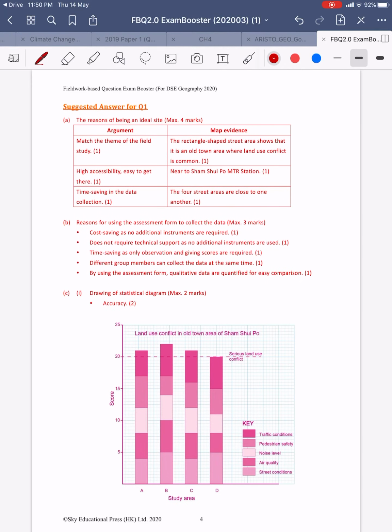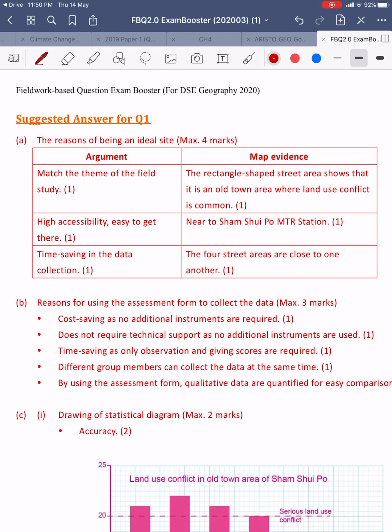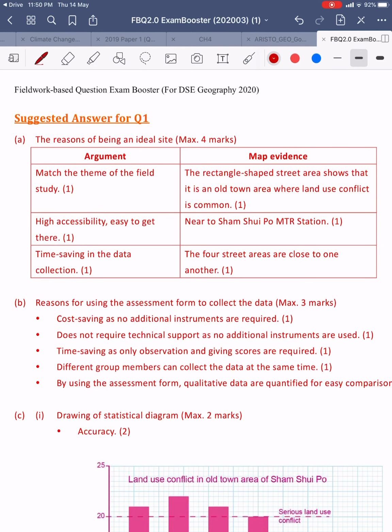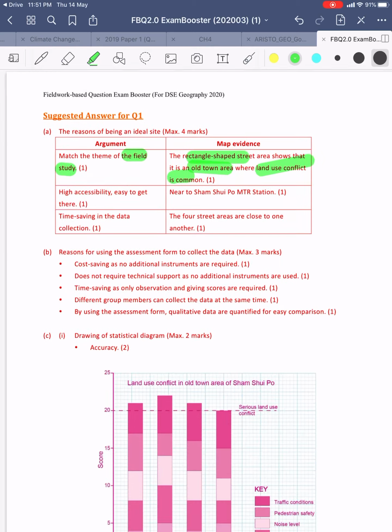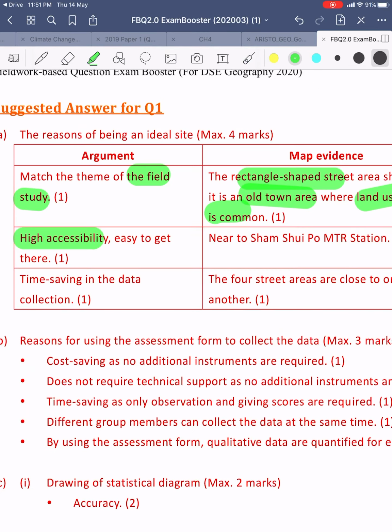If you don't believe Mr. Leung, then you have to quote the figure. This is very important. The rectangular shape means it's an old town area where land use conflict is common. So, as I've said, we have to match the theme with the field study. As you can see right here, high accessibility is always good evidence.